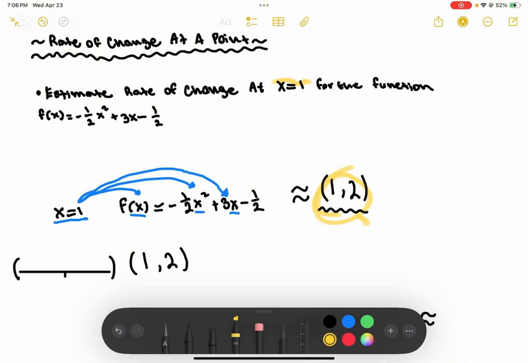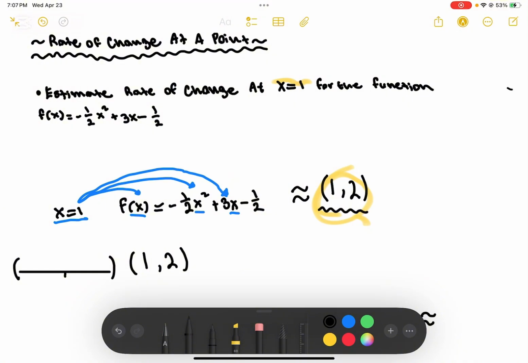And so you're probably wondering, we have 1 point, but to figure out the rate of change, we need 2 points. How are we going to do it? Well, when you're not given a second point, you always want to go closest to the number that they gave you. So in this case, they gave us x is equal to 1. So we want a number that's very close to 1, but not exactly 1, because that would just give us 2, and then the rate of change would be 0.